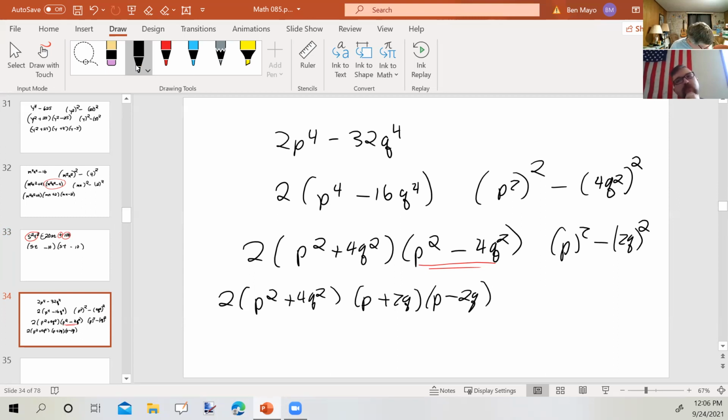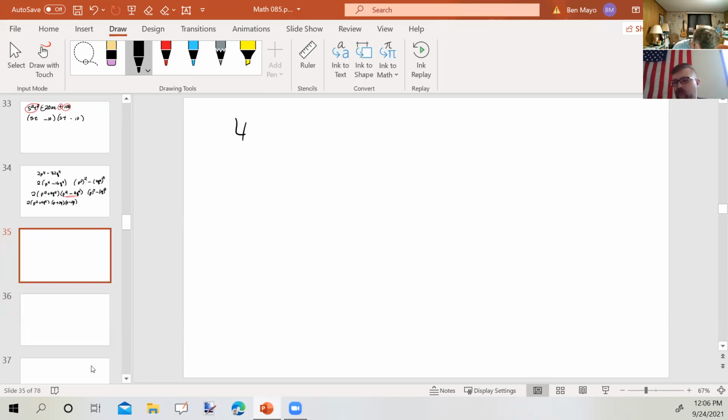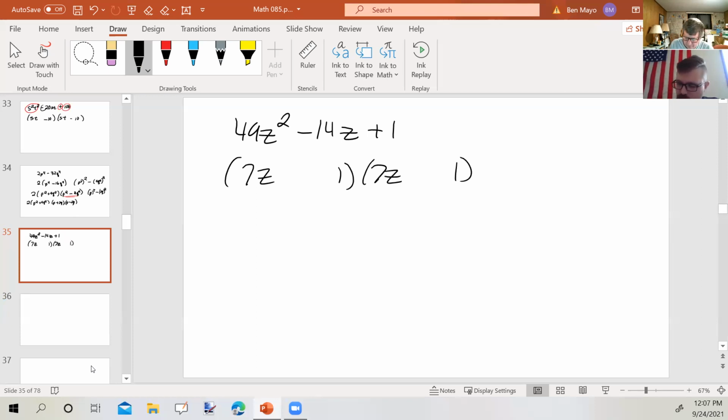Let's see here. How about this one? 49z squared minus 14z plus 1. This is a trinomial. Is it a perfect square trinomial? Well, the first term is a perfect square. The last term is a perfect square, and there's a plus sign, so it's looking good. Let's find out. 7z, 1. 7z, 1. Would it be plus plus or minus minus? How are you going to get a minus 14? It's going to have to be minus minus, right?